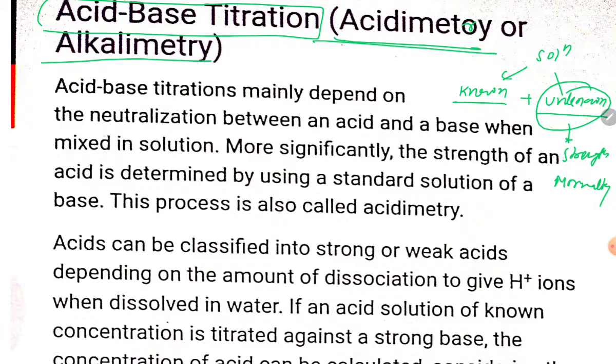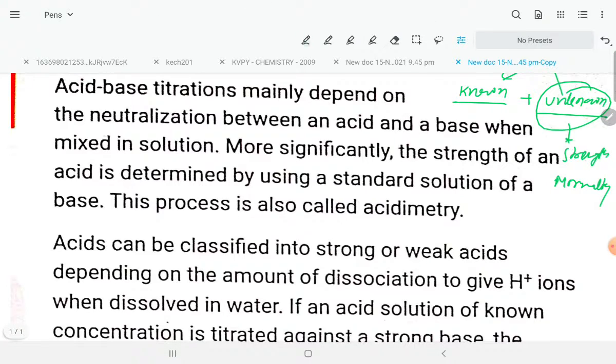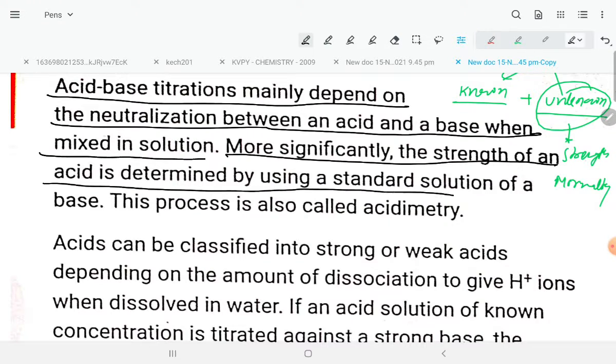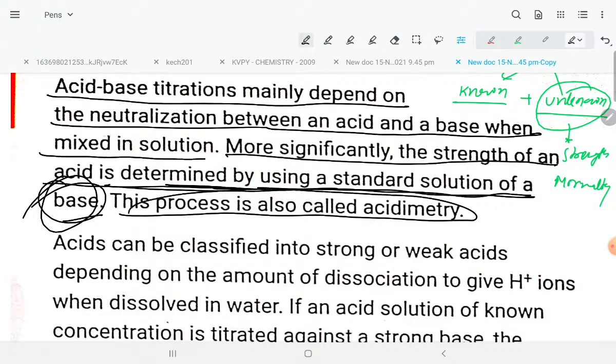Dear students, let us try to understand the exact meaning of this, all the theme behind it. Acid-base titration mainly depends on the neutralization between an acid and base when mixed in solution. More significantly, the strength of an acid is determined by using a standard solution of base. This process is also called acidometry.